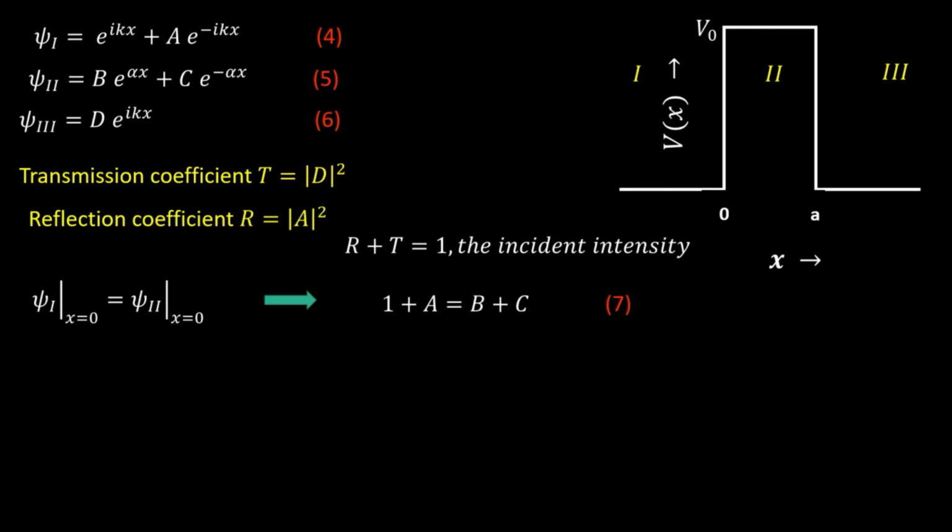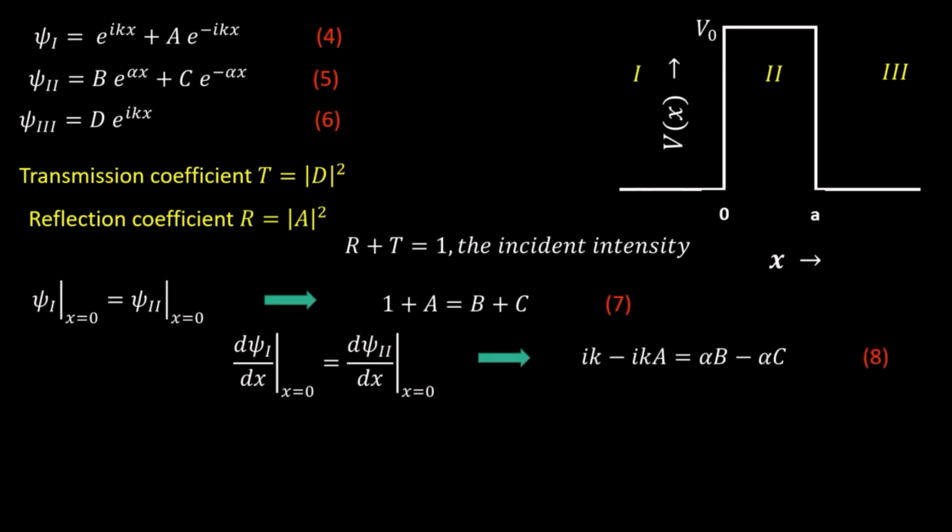Similarly, the continuity of derivatives at the first boundary demands that d psi 1 by dx at x equal to 0 must be the same as d psi 2 by dx at x equal to 0. If you differentiate these two equations and equate them, we get ik minus ikA equal to alpha B minus alpha C.